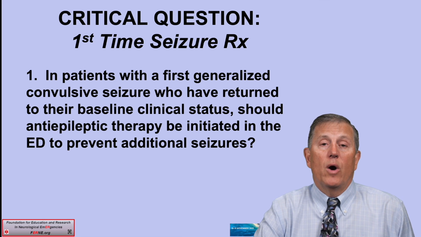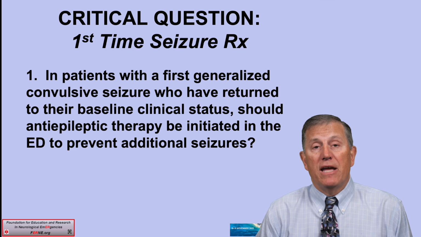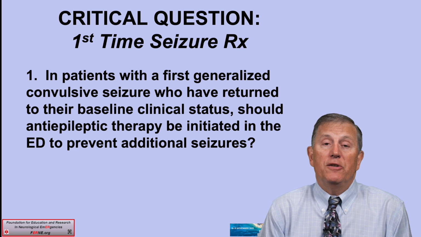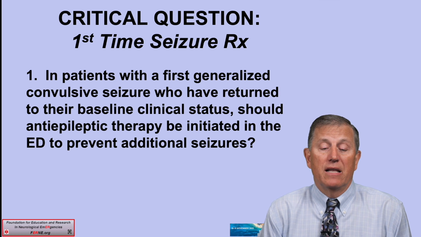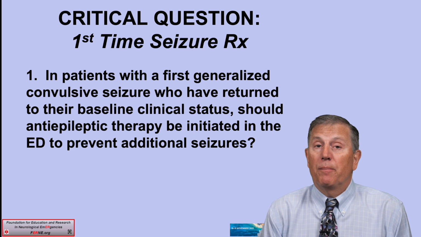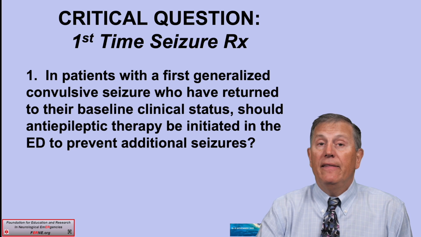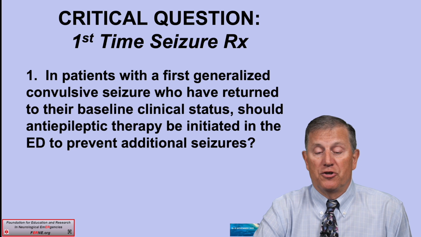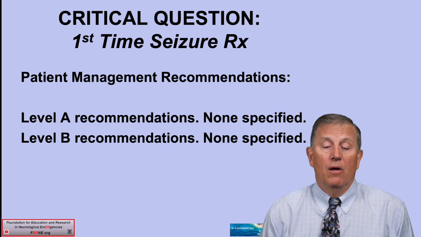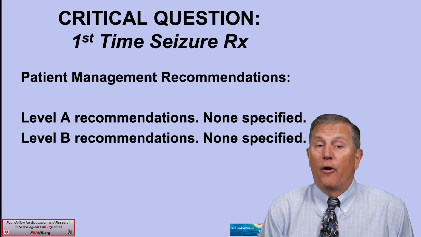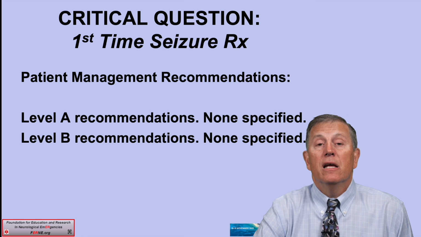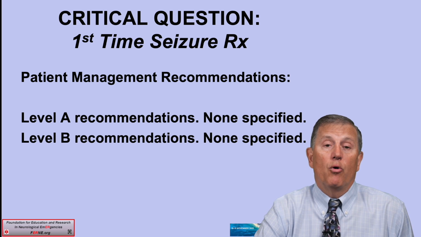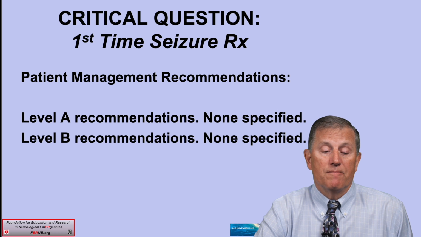So the first clinical question has to do with how patients with first-time seizures should be treated. The question is as follows. In patients with a first generalized convulsive seizure who have returned to their baseline clinical status, should antiepileptic therapy be initiated in the emergency department to prevent additional seizures? The patient management recommendations. There are no level A recommendations and there are no level B recommendations because there is not concrete, clear evidence that would support either of these stronger recommendations.